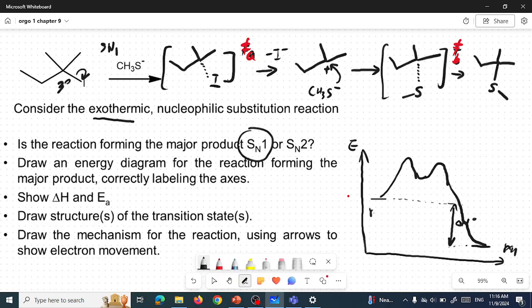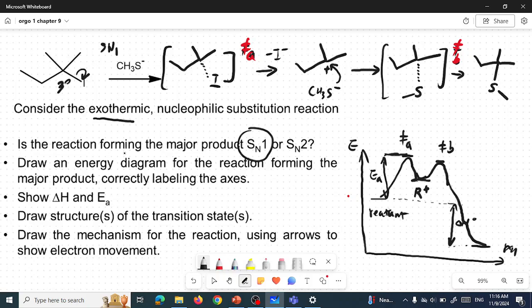So this is the reactant to start with. The first peak here is going to be transition state A, and the second peak here is transition state B. On the y-axis, the height difference between transition state A and the reactant is going to be the activation energy of the entire reaction. The valley between the two peaks is going to be the intermediate carbocation, R+.